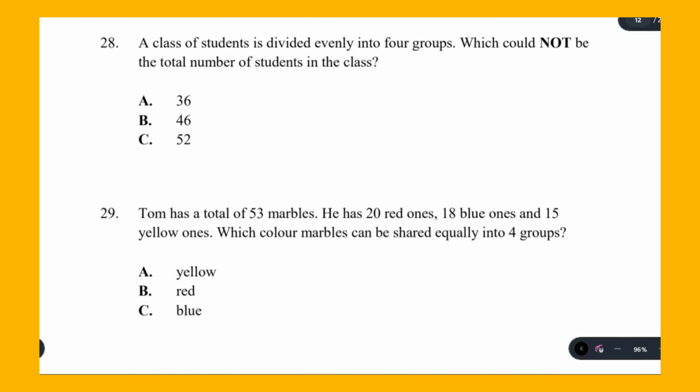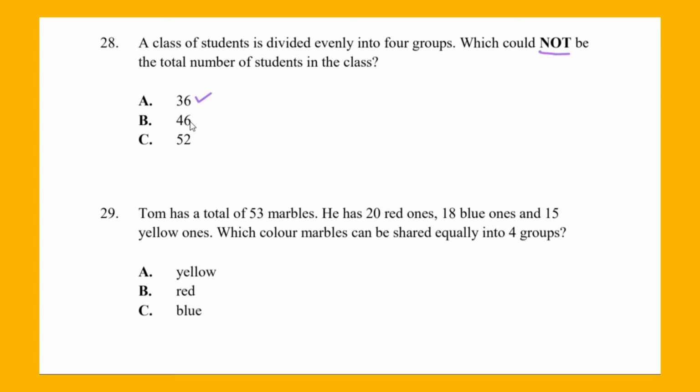Question 28. A class of students is divided evenly into 4 groups. Which could not be the total number of students in the class? Now, we need to look for numbers that are multiples of 4. And if it's not a multiple of 4, it means that it is not the answer. Is 36 a multiple of 4? Yes, in fact it is.